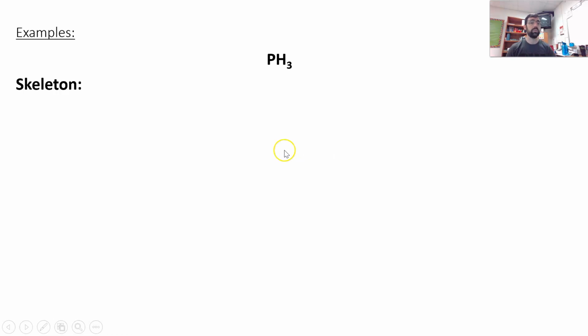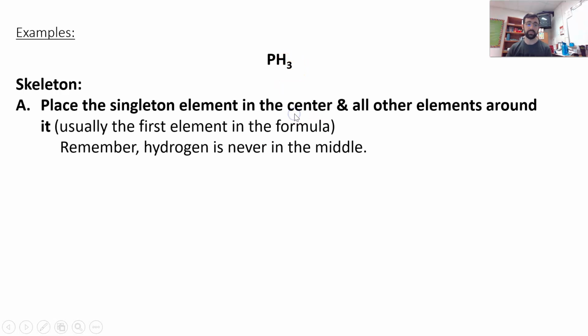Then the skeleton. For the skeleton, we're going to put the central atom in the middle. And the way we figured out our central atom, it's the singleton element, or usually the element that's listed first. Well, there's only 1 phosphorus, so that's one clue. The other clue is that it is the first element that's written. Phosphorus goes in the middle, and we have 3 hydrogens surrounding it. Okay? And that's what this says. I've drawn it out right there.